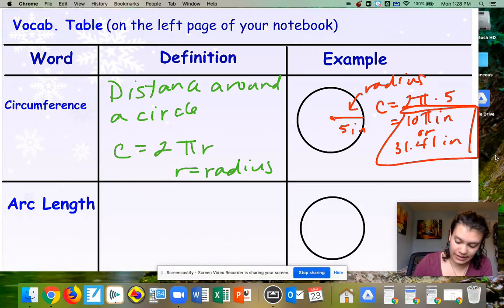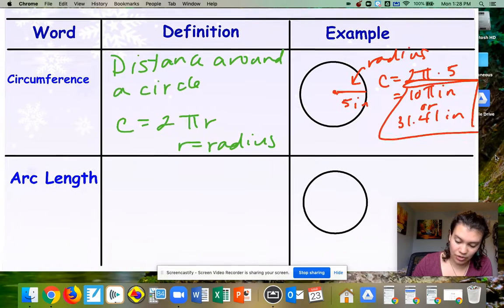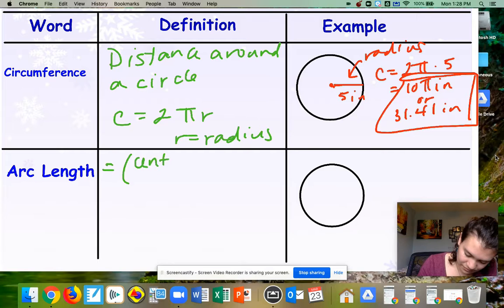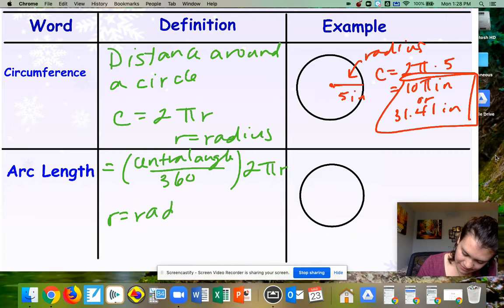So then arc length is how long an arc is. We talked on the last one about the arc measure, that's the degree. Arc length would be in inches, like how long is the actual arc. So it's going to equal your central angle divided by 360, all times your circumference, or 2 pi r. So r again is your radius.